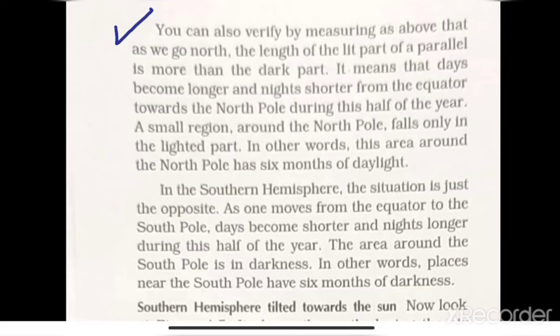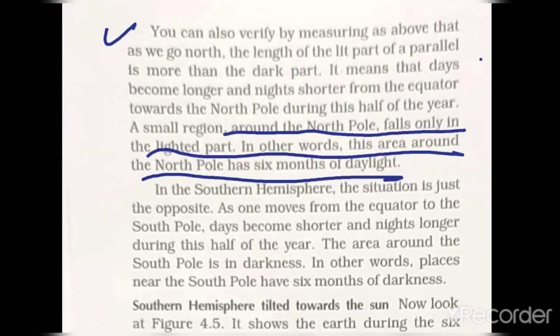And a small region around the North Pole falls only in the lighted part. In other words, the North Pole has 6 months of daylight. A small region which receives the light during the longest period, in this area there will be sunlight, daylight, for 6 months. In the southern hemisphere, the situation is just the opposite.